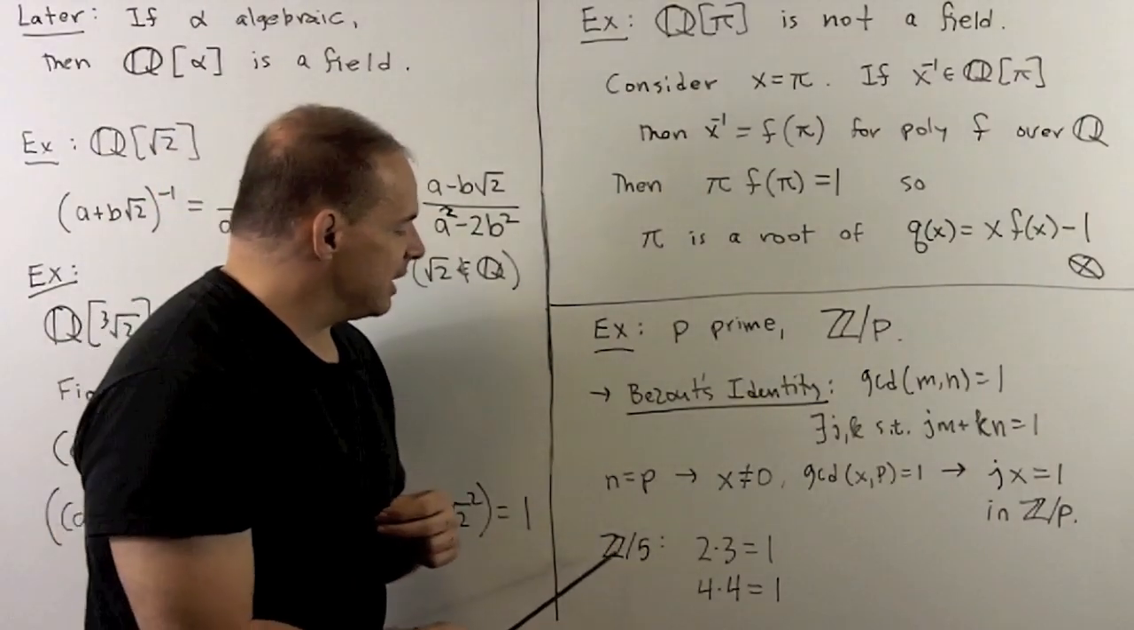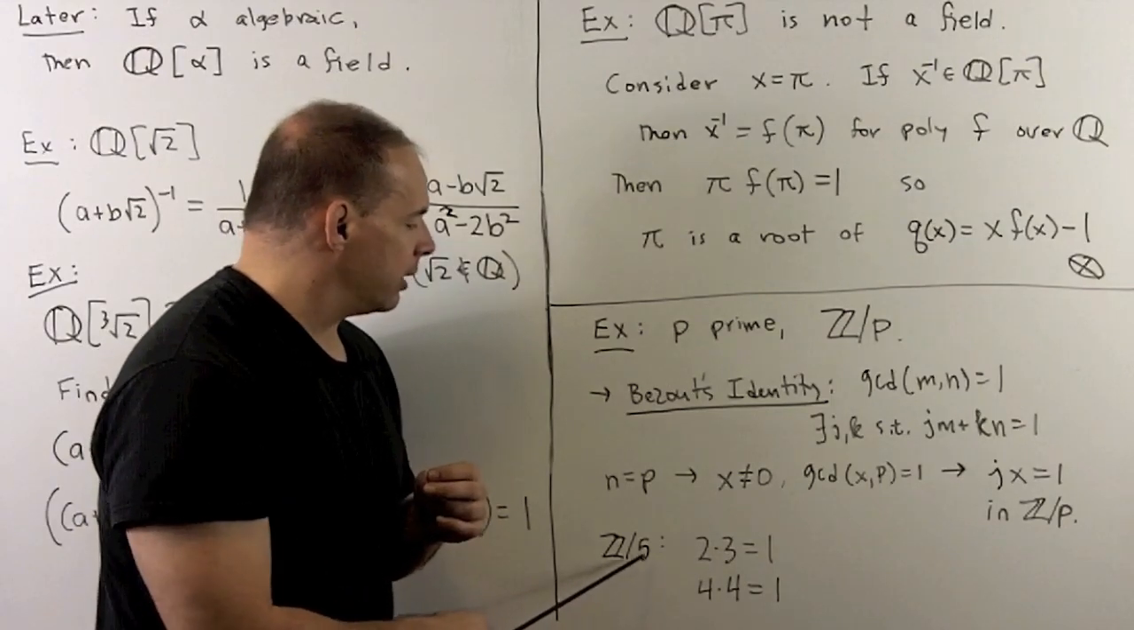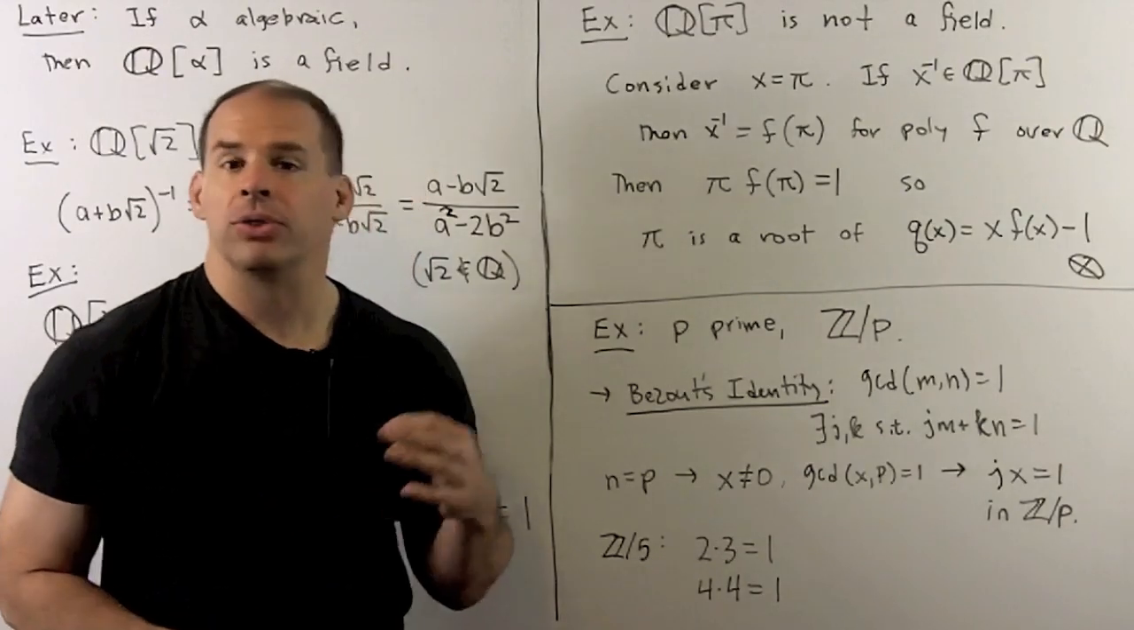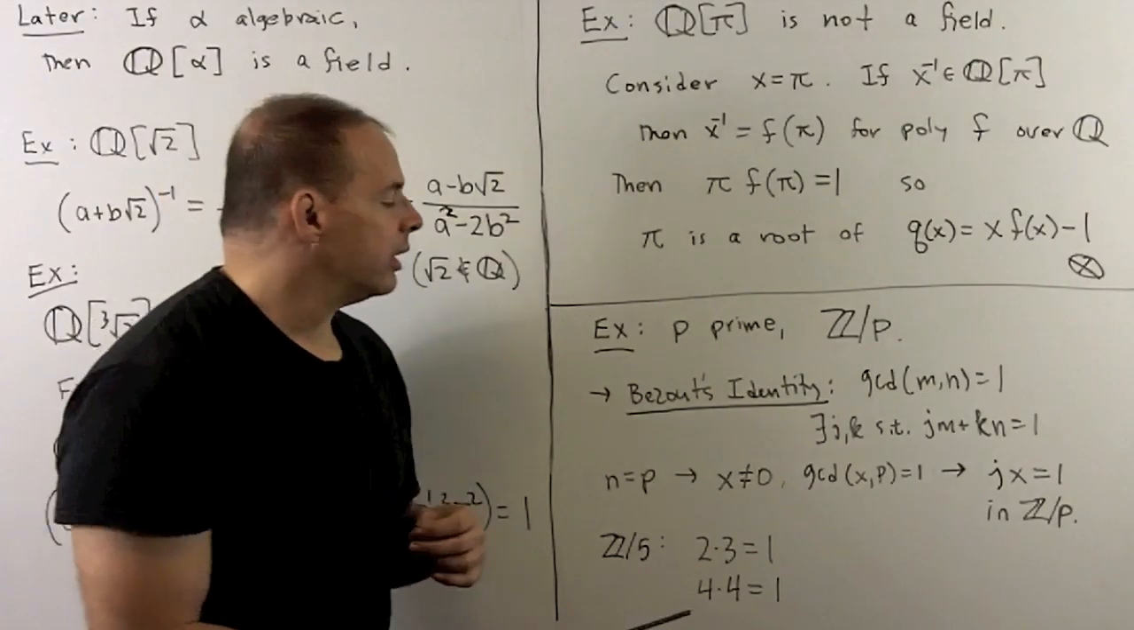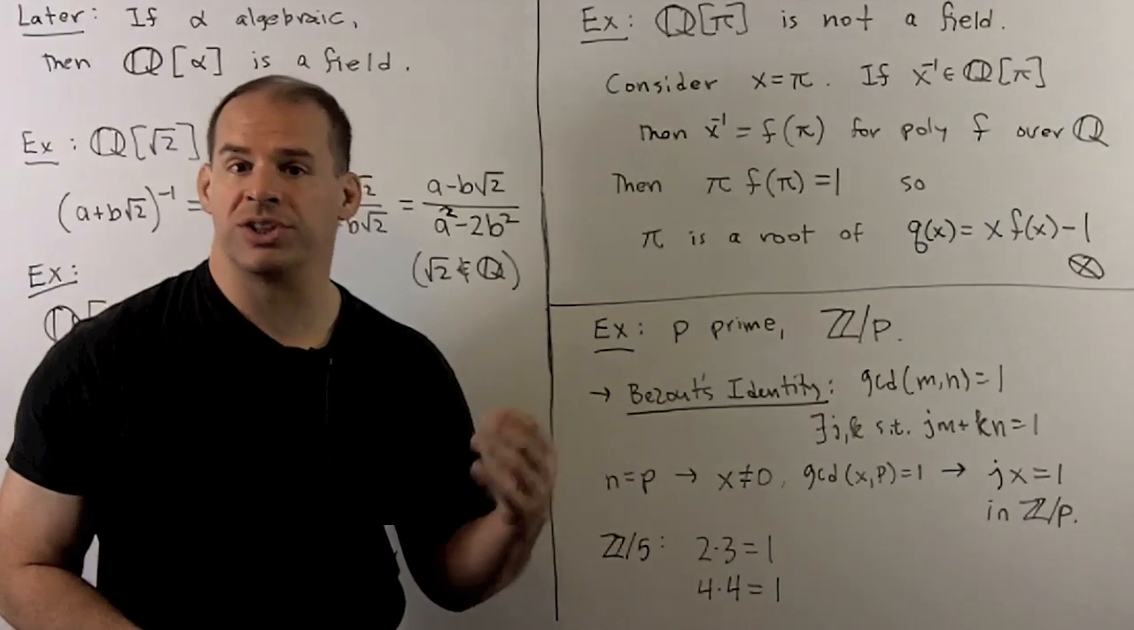So for now, we just go to special cases. For instance, if I'm in Z mod 5, we have 2 times 3 is equal to 6, which is equal to 1. So 2 is inverse to 3, 3 is inverse to 2. If we take 4 times 4, we get 16. That goes to 1 also, so 4 is self-inverse.